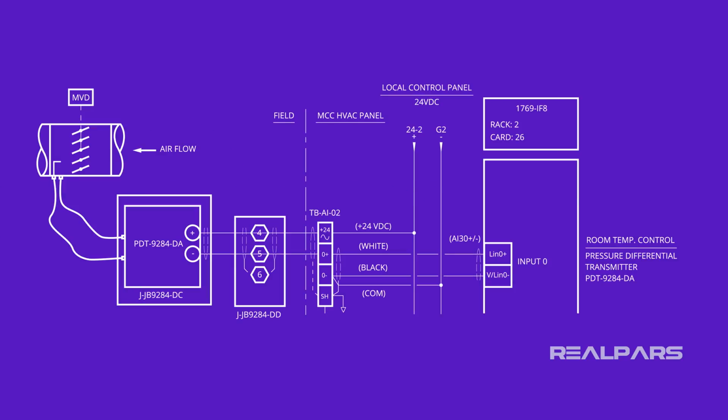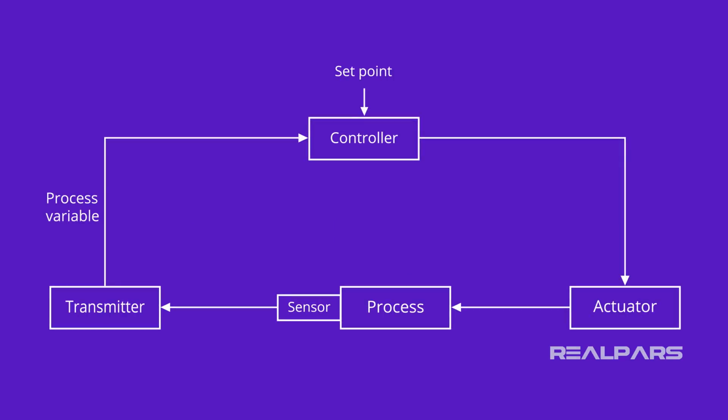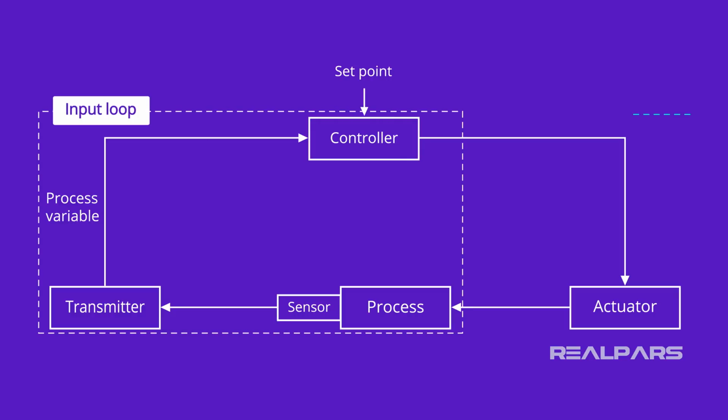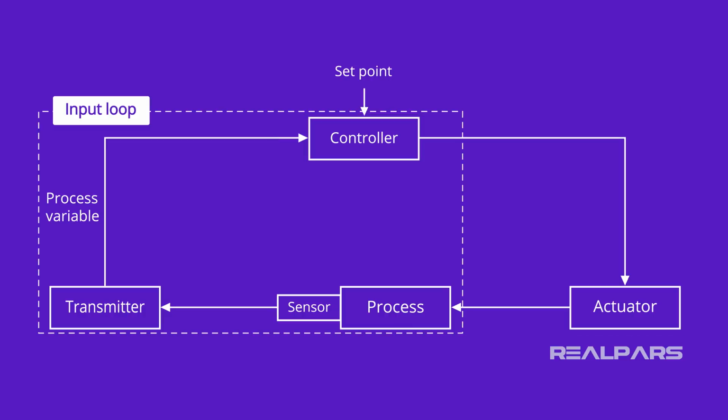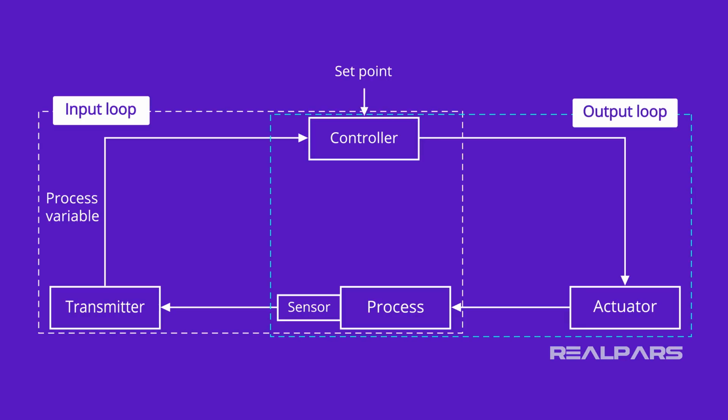In this video, we're going to explain how to read analog input control loop diagrams. Every industrial control feedback system has two loops, an input control loop and an output control loop. The analog input loop consists of two major devices, the transmitter and the controller. As you can see, the controller is part of both the input and the output loops. In industry today, the controller is part of a PLC or a DCS.